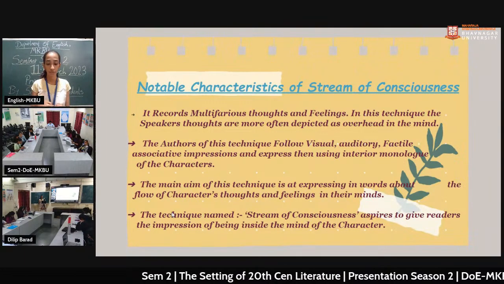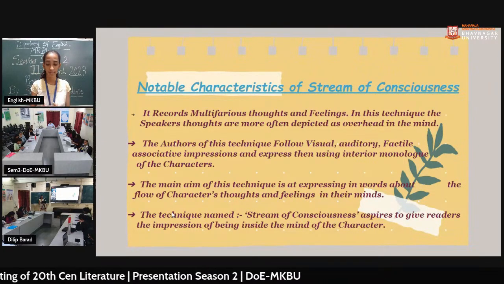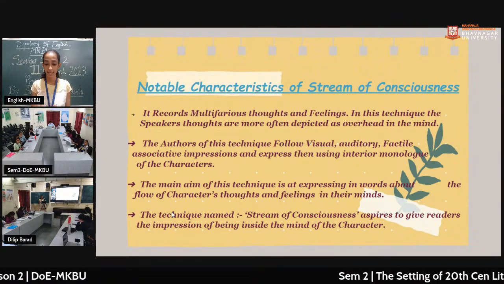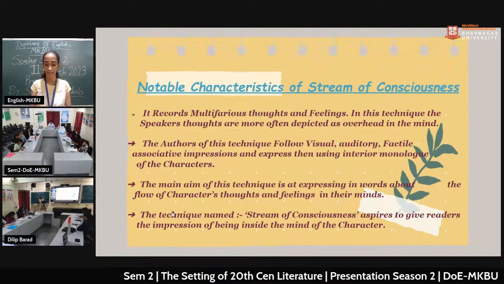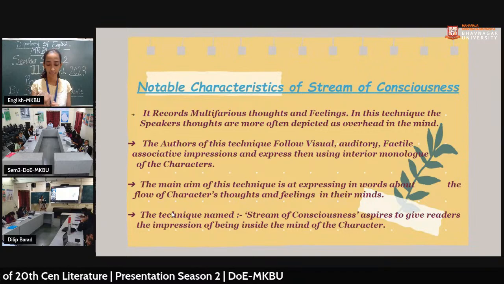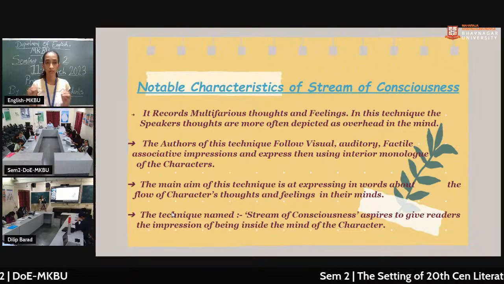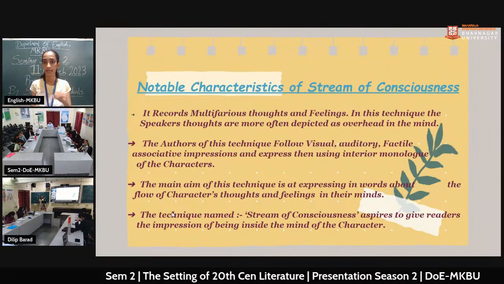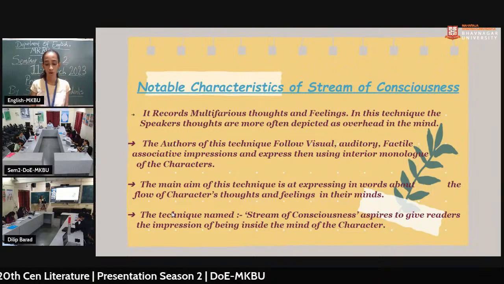The main aim of this technique is expressing in words the flow of characters' thoughts and feelings in their minds. The technique named stream of consciousness aspires to give readers the impression of being inside the mind of the characters. So, these are some major characteristics of this new literary technique, which helps readers to be inside the mind of the characters. Through this technique we can understand the character's thoughts or ideas.